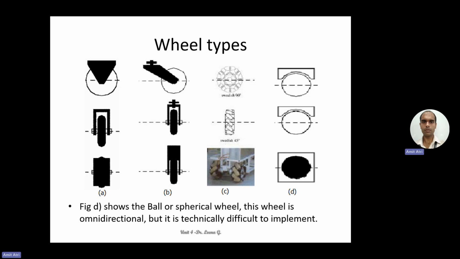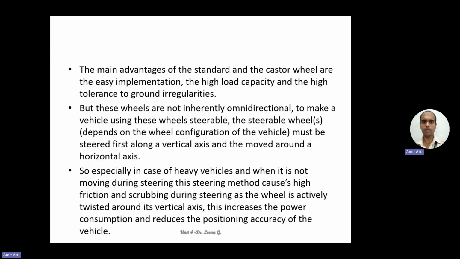Then in type B, the caster wheel, it is more. In the Swedish wheel, it is even more. Then in the spherical wheel, we get the highest level of movement, motion. We can turn almost in any direction. The main advantages of the standard and the caster wheel are easy implementation. Yes, simplicity is more in the case of standard and caster wheels. They have high load capability and high tolerance to ground irregularities. So they have these types of advantages.